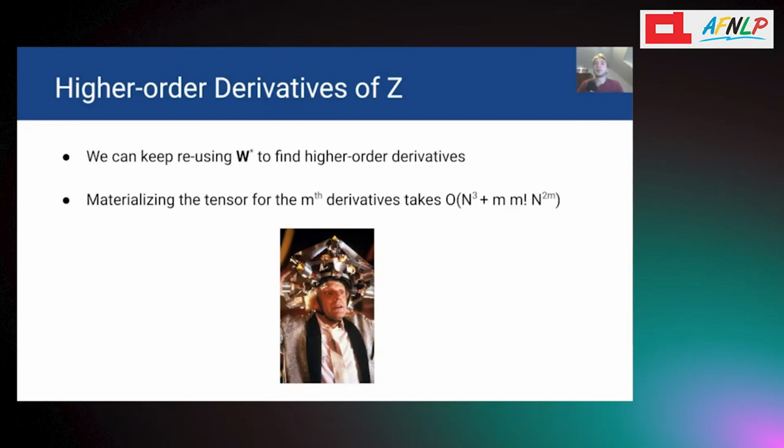Finally, our method for finding the Hessian can be applied to higher order derivatives of Z. As we take more derivatives, we find a pattern that says that the mth derivative of Z is a sum of products of the elements of W star, S, and E. We therefore need to do n cubed work to find W star, S, and E, and then we just need to sum over the products, which is done in m times m factorial time. Since we have to do this sum for each element of the mth derivative tensor, we have to repeat this work n to the 2m times.